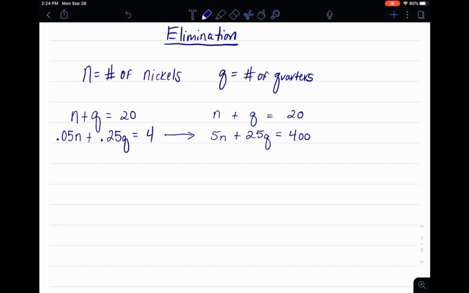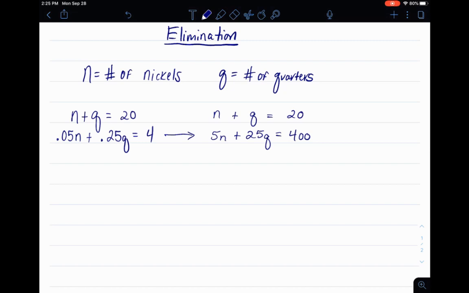Okay, so our goal on the elimination method is to manipulate one or both of the equations to where when we add the 2 equations together, one of the variables cancels and drops out. Okay, so we're going to end up multiplying one of the equations or both of the equations by some number that's going to change the coefficients to where when we add them together, something cancels. So for this particular problem, since we have N plus Q equals 20, neither one of those have a coefficient. So it's really easy to make those coefficients whatever we want.